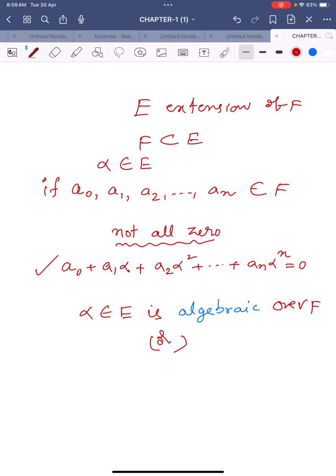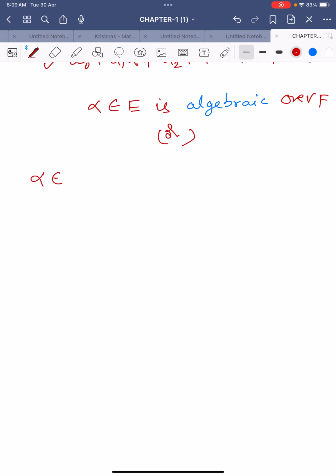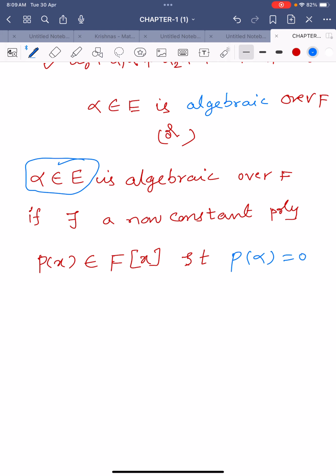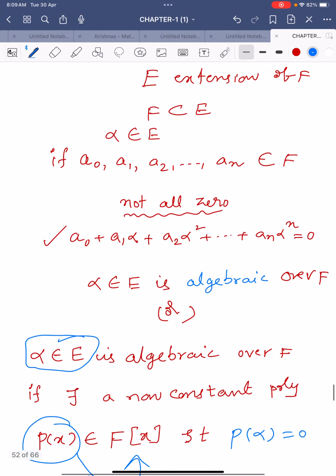The same definition of algebraic in other words. An element alpha belonging to capital E is algebraic over capital F if there exists a non-constant polynomial p of x that belongs to the polynomial ring capital F of x such that it satisfies the condition p of alpha is equal to 0. It means the element alpha belonging to E becomes a root for the polynomial p of x which lies in the polynomial ring F of x. So that's it. After this definition, we prove a theorem.